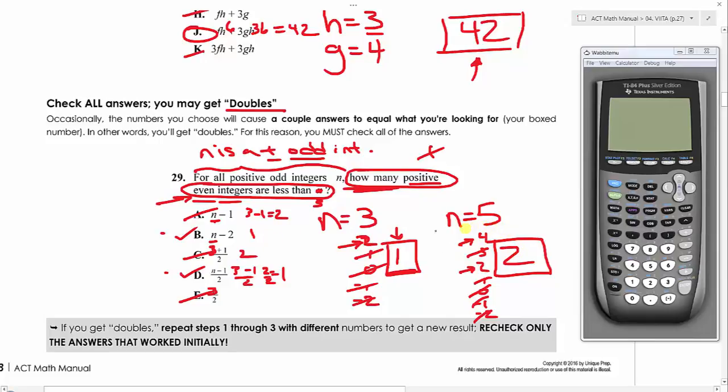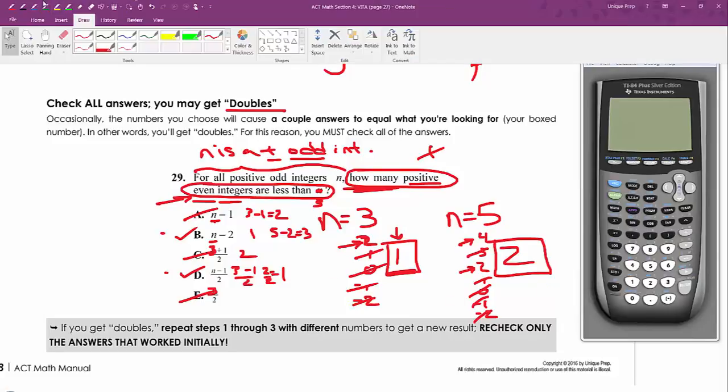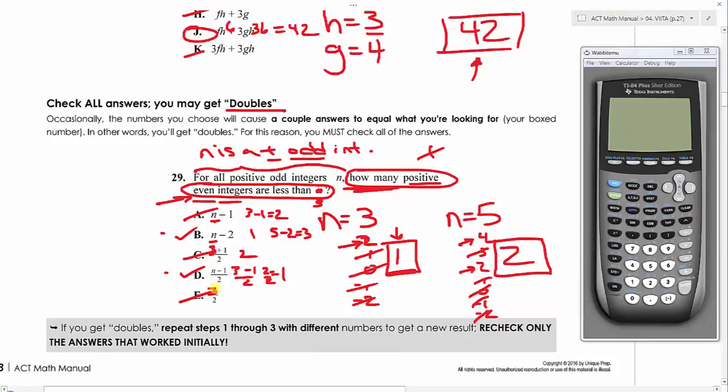So now what we do is we redo step 4, but like I said, you only have to check the answers that worked initially. So answer choice B, remember n is now 5. So this is 5 minus 2. That equals 3. Well, that does not equal what we put in a box. So we can now get rid of answer choice B. B fails when we choose that new number 5 for n. Answer choice D is now 5 minus 1 over 2, which is 4 over 2, which is 2. That does match what we put in the new box, which means our final answer is D.